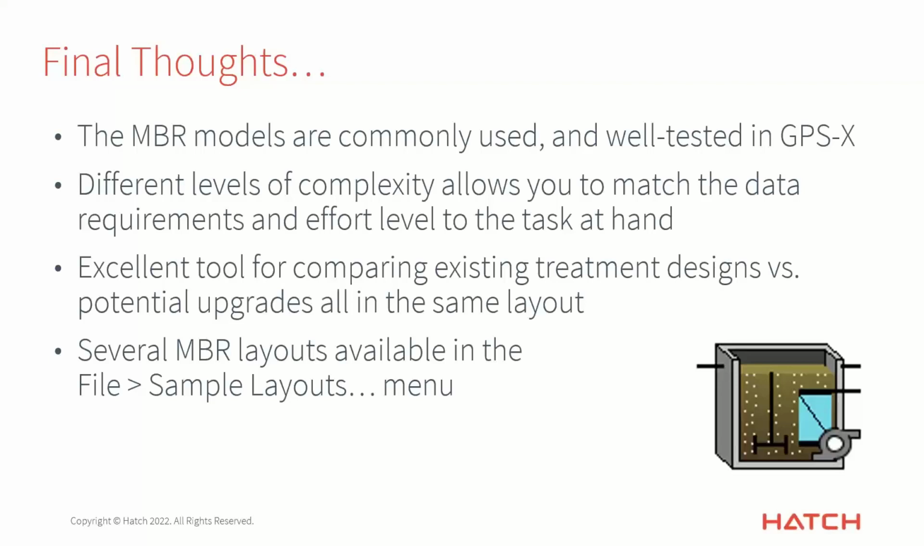If I just want to do some simple, straightforward design, then you can just pop it down and go with it and you're all set. It's really an excellent tool for comparing existing treatment designs versus potential upgrades. I see a lot of this, where somebody will build an existing plant and then, in the same layout, copy that same plant, delete out the conventional activated sludge and put an MBR in. Then you run them together side by side in the same GPS-X layout, and you can plot all the effluent quality and operating cost and everything side by side in the same graphs. And that works really nicely.